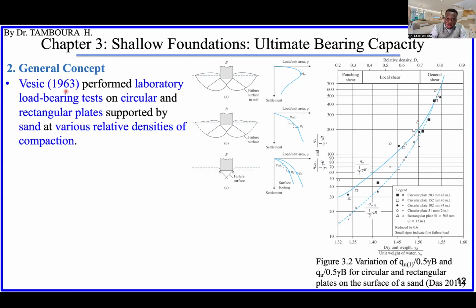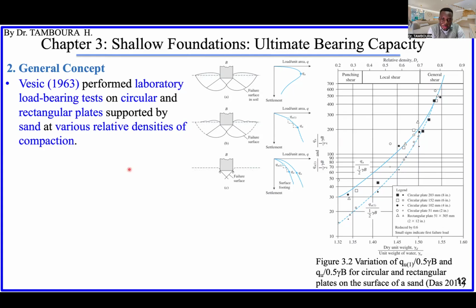He just performed a lab study, a load bearing test. It was on circular footing. That's why it is better to normalize by B, because if you normalize that, the effect of the footing width is kind of eliminated. It was circular and rectangular plates supported by sand, and the sand was at various relative densities of compaction, as you can see here.